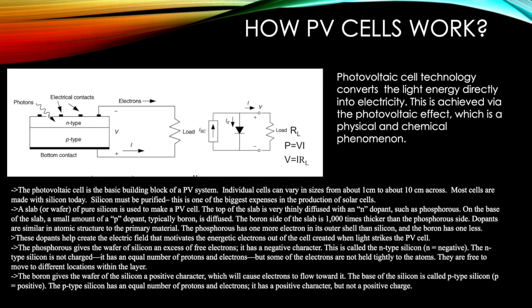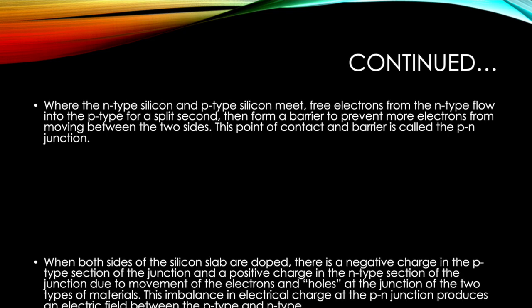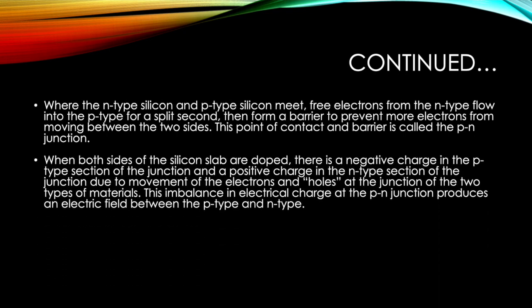The silicon slab has equal parts protons and electrons. However, some of the electrons do not have strong electrostatic forces of attraction to the nucleus, and are therefore free to move within the layer. The junction is where the n-type silicon and p-type silicon meet, forming a barrier. This is due to electrons of the n-type moving to the p-type for a split second, then forming a barrier to prevent any more electrons moving. When both sides of the silicon slabs are doped, this creates an imbalance in the charges at the p-n junction, which consequently produces an electric field between the two.